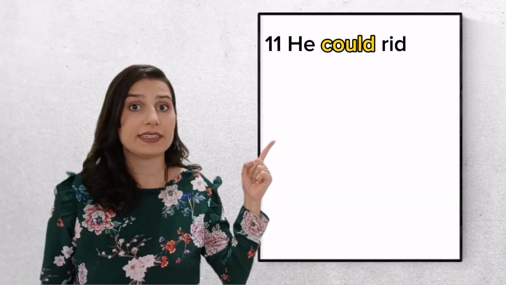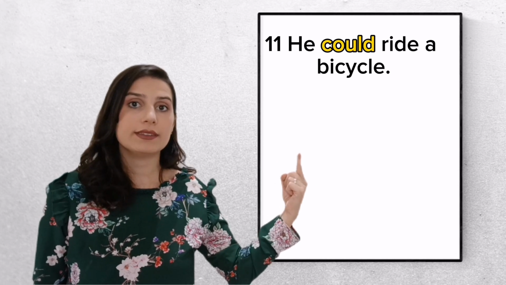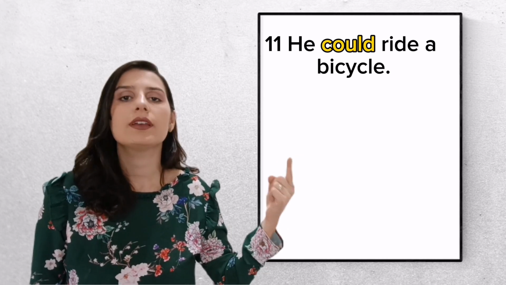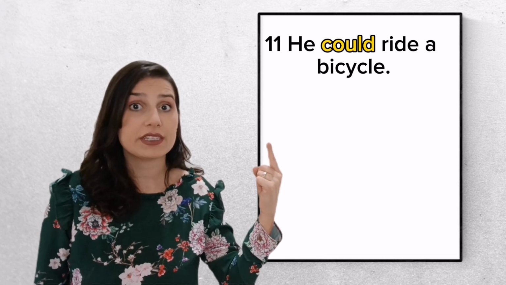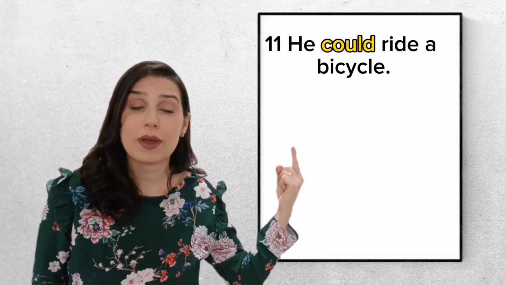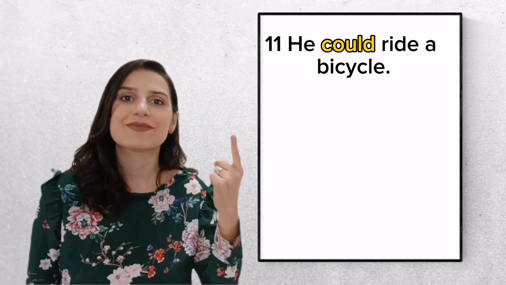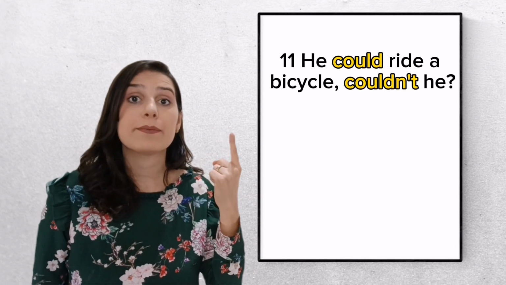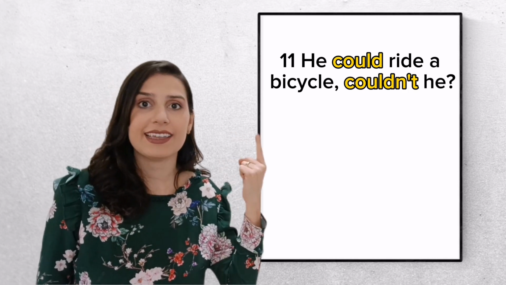He could ride a bicycle. Could is the modal verb. The sentence is positive, so the tag question should be negative. He could ride a bicycle, couldn't he? What if we don't have a helping verb or an auxiliary verb in our sentence?